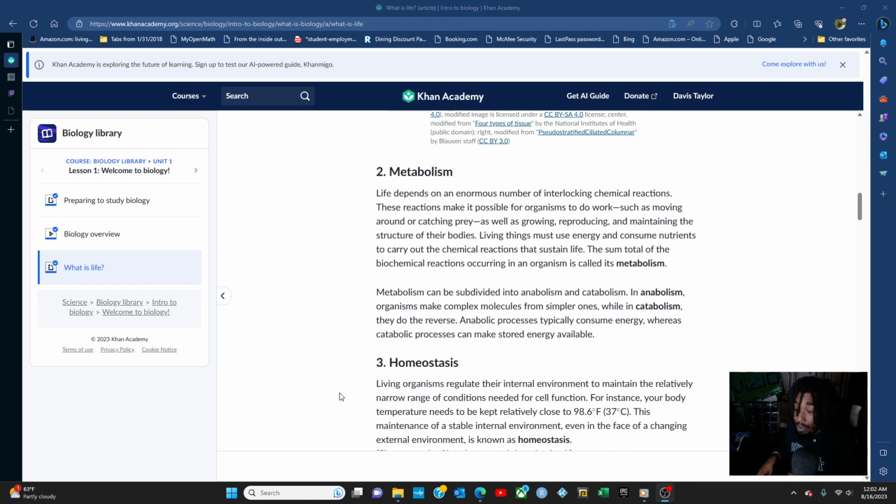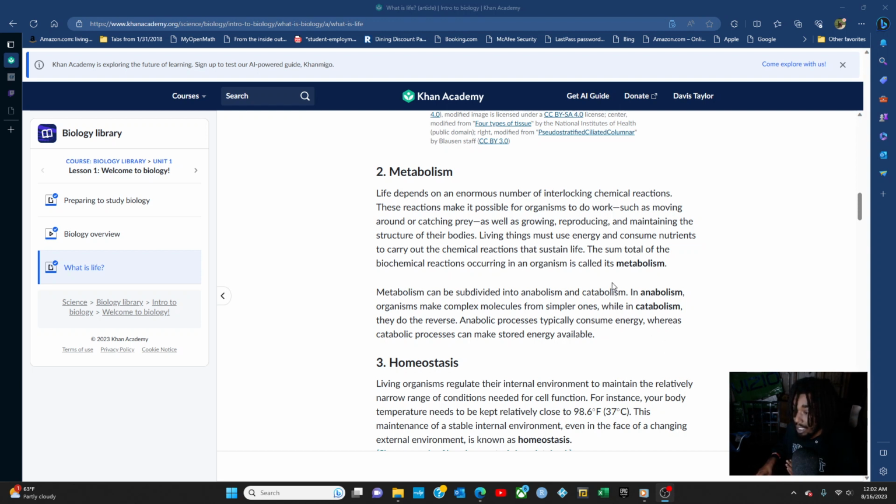Second, to identify you as a living thing, we will say metabolism. So, life depends on an enormous number of interlocking chemical reactions. These reactions make it possible for organisms to do work such as moving around or catching prey, as well as growing, reproducing, and maintaining the structure of their bodies. So, the sum total of the biochemical reactions occurring in an organism is called metabolism.